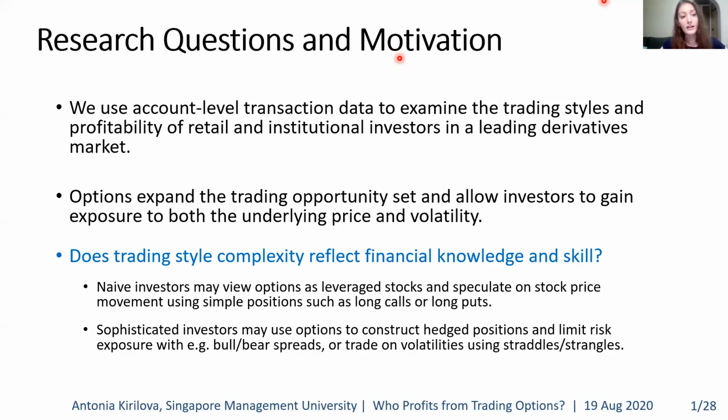On the other hand, we might expect more sophisticated investors to use options to construct more complicated strategies. For example, hedged positions or strategies used to limit risk exposure like bull or bear spreads. Or they might also use options to trade on or hedge volatilities with strategies like straddles, strangles, or butterflies.